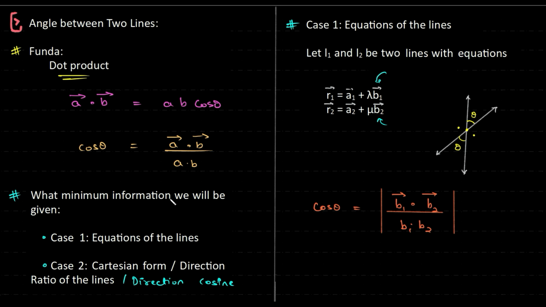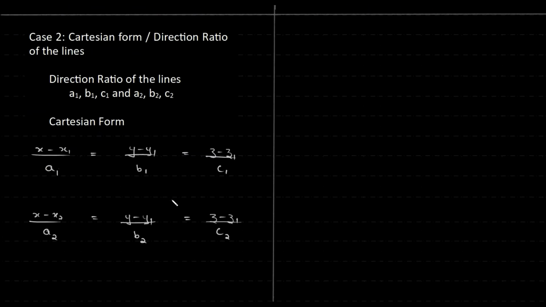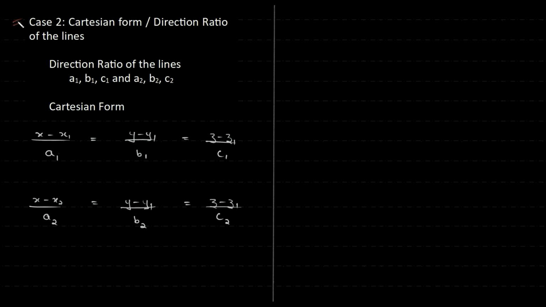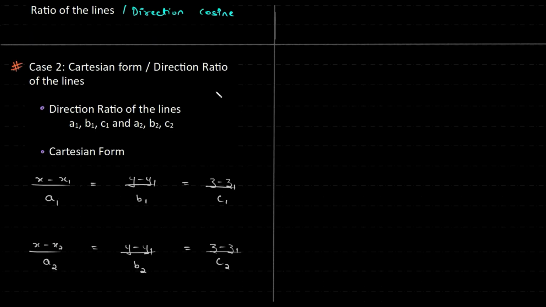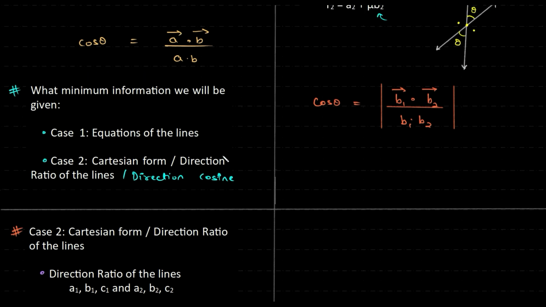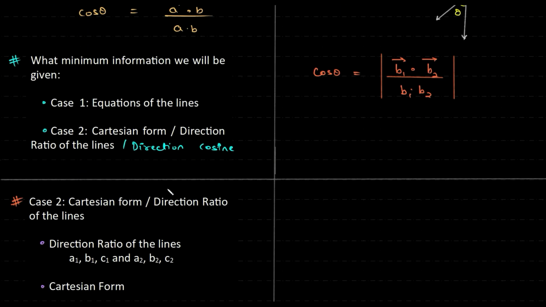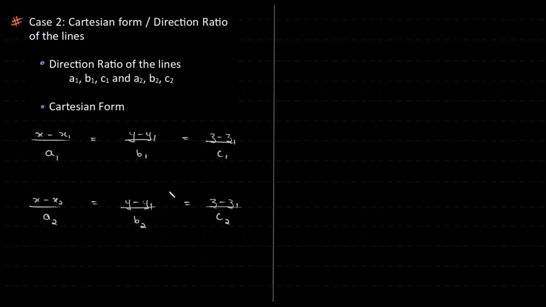This is one possibility. The second possibility is that they can give us direction ratios, direction cosines, or the Cartesian form. What you need to understand here is where the information is given. There it was vectors, in vector form. These are in equation form. Here it is in Cartesian form, if not direction ratio or direction cosine. Direction ratio and direction cosine are similar. In Cartesian form, we have the values in the denominators, so we have to pick those values.